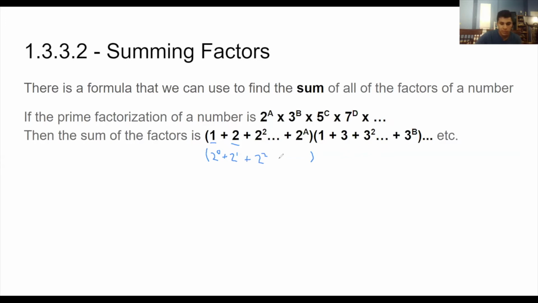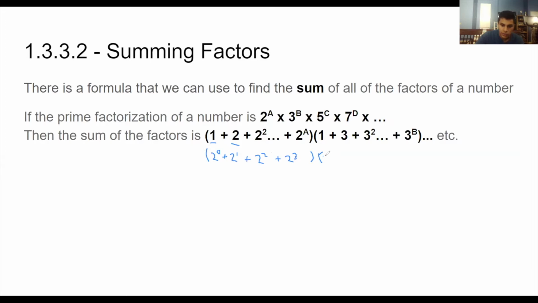So in my example, I only had 2 to the power of 3, so then I'd add 2 to the power of 3, and then be done with that parentheses. And then you multiply that by whatever all the degrees all the way up to the highest degree in your prime factorization is of your next prime factor.